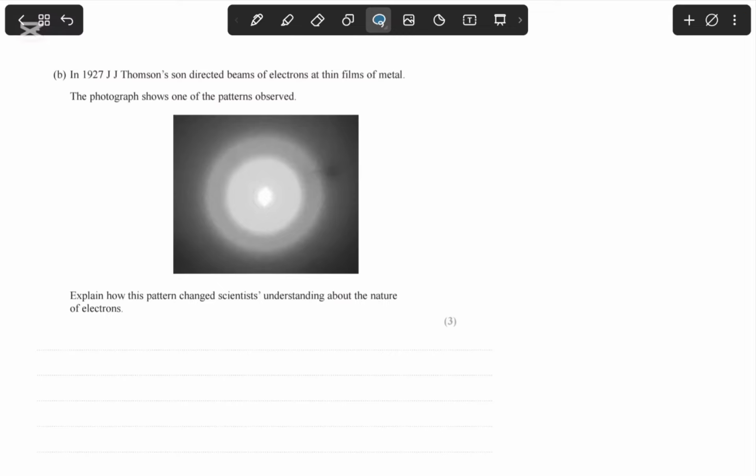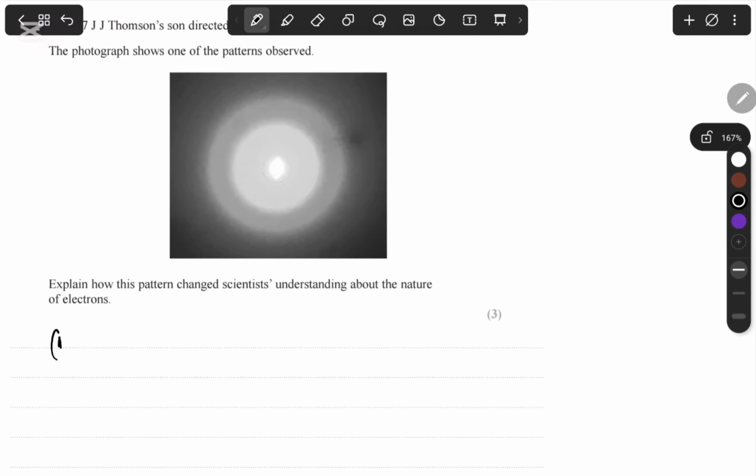Okay, so the next part, which is the last part of this question, says in 1927, J.J. Thomson's son directed beams of electrons at thin films of metal. The photograph shows one of the patterns observed. Explain how this pattern changed scientists' understanding about the nature of electrons. Well, let me just write the answer down first. Now, if you see this pattern, it is a diffraction pattern.